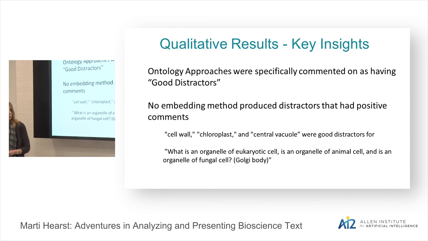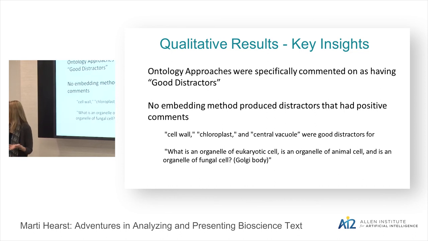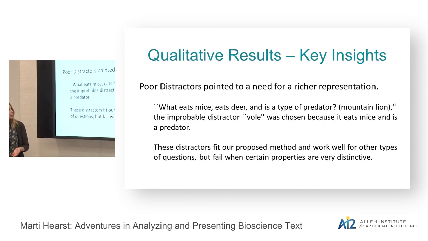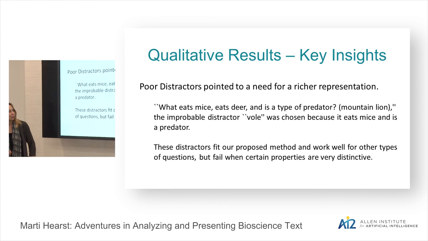Some of the problems with the embeddings were that the distractors were too close to the real answer, which is a problem even though embeddings are supposed to be similar. Like I said, water and H2O: H2O is not a good distractor for water. Poor distractors for the ontology are, for example, if the question is what eats mice and deer and is a type of predator, and we said vole, a vole is not going to eat a mountain lion. That's just implausible. That sort of relationship is not represented in our ontology, so we're going to get that wrong.